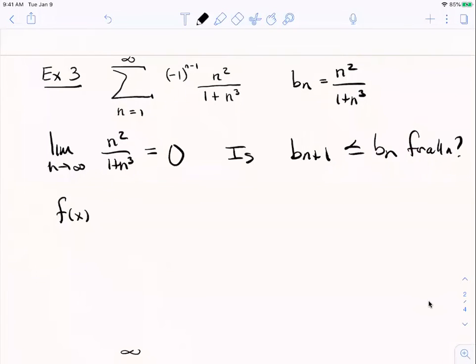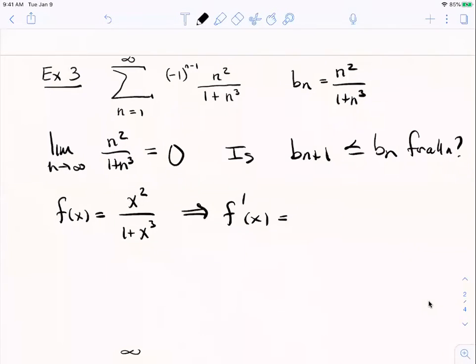You look at the corresponding function, x squared over 1 plus x cubed. Just changing the n to a continuous variable. And then you take the derivative of that function. I'm going to omit the details here. You would take the derivative of that function with the quotient rule.